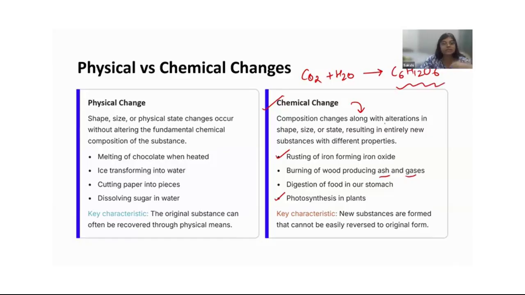So this is known as a chemical change, a chemical reaction. Here, new substances are formed, and they cannot be reversed. We cannot easily reverse it into the original form. So that is physical change and chemical change. Now let us move forward to the next topic.